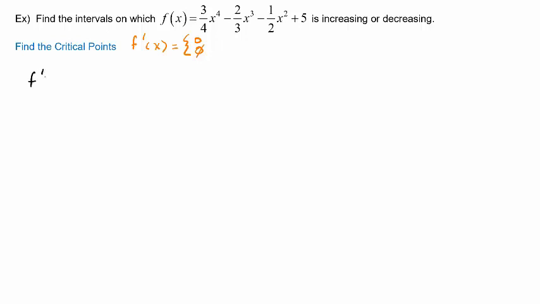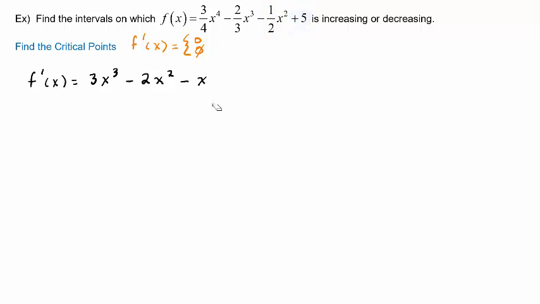So f prime of x, we will be using the power rule, and we have to do 4 times 3/4. Well, the 4 is going to cancel, so we will get 3x to the third minus, this 3 is going to come out front, cancel with the 3 in the denominator, and we would have 2x squared minus the 2 from the exponent here will cancel with the 2 in the denominator there, and we will have a minus x, and then of course the derivative of 5 is 0.